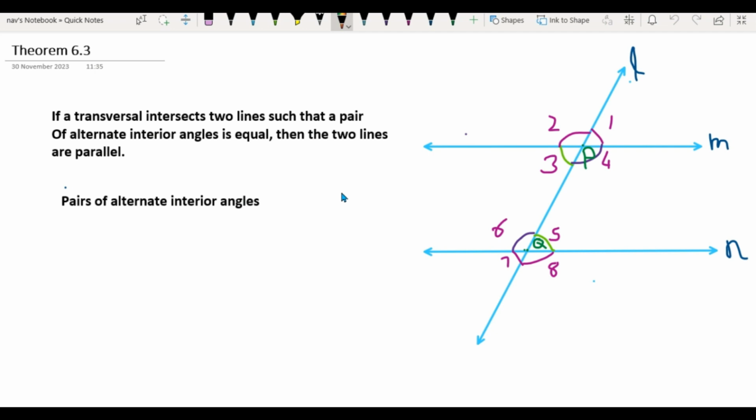Today we are going to see Theorem 6.3 of lines and angles. This theorem states that if a transversal intersects two lines such that a pair of alternate interior angles is equal, then the two lines are parallel.